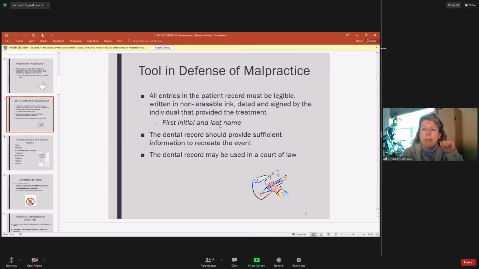Patient's first name and last name must be on the chart, not just Jen. It has to be the whole name to be clear. Whose chart does this belong to? Your first initial and last name must be on every chart.